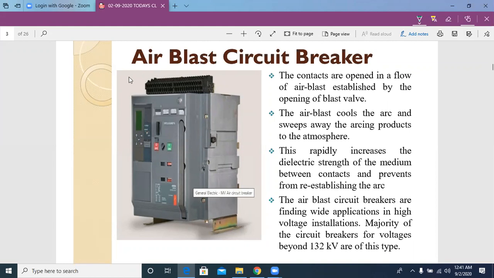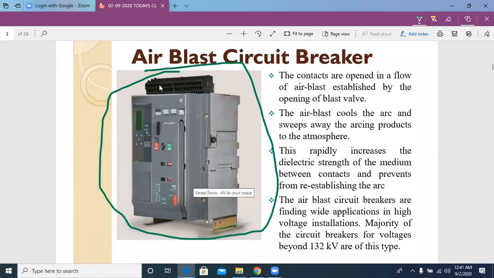Because of this arrangement, when the contacts of the circuit breaker are open, arc is initiated, but at the same time, along with the arc, pressure air flows along with the arc. Due to that reason, the pressure air takes the ionized gas along with it, and due to this, the dielectric strength of the medium between the contacts is increased. When the dielectric strength is increased, automatically the arc is going to be extinguished.